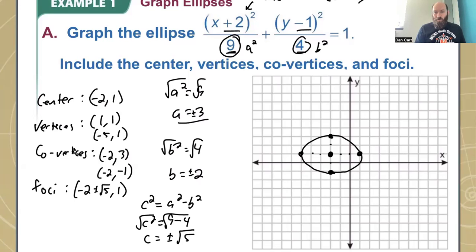So I'm going to estimate that a little bit here. So let me get rid of some of these extra little dots, because it's going to go on the major axis √5, which is a little bit more than 2. So it's going to go 1, 2, something like this. Here's my foci, focus 1 and focus 2. Okay, so that's my -2 plus or minus √5 there to get to those values.